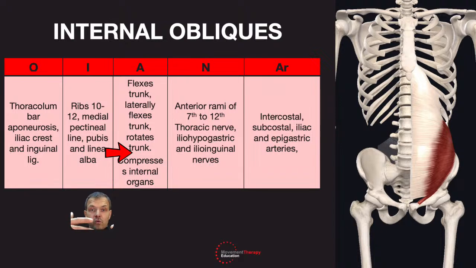So obviously there's another one on the other side, and they connect together via that white line, that linea alba. And when they both contract on both sides, you're going to get a compressive tightening effect of the abdominal wall. Okay, so the attachment points are very similar to the transverse abdominis. So thoracolumbar fascia, thoracolumbar aponeurosis, the iliac crest, and the inguinal ligament. So pretty much exactly the same.